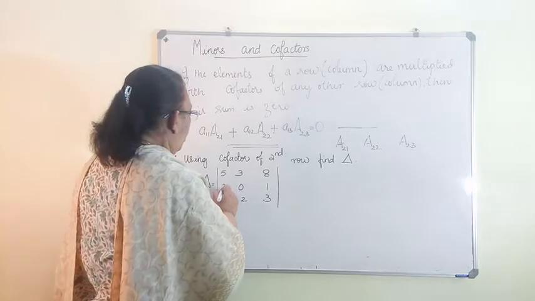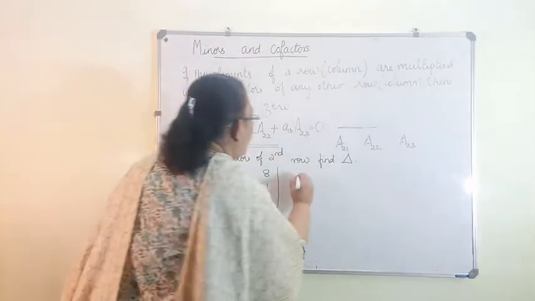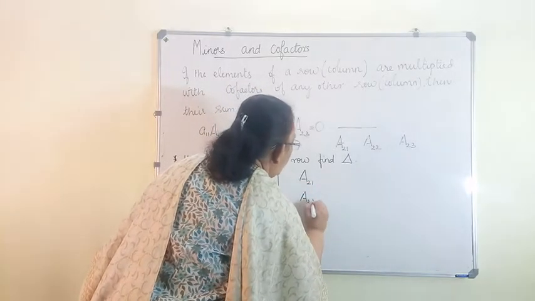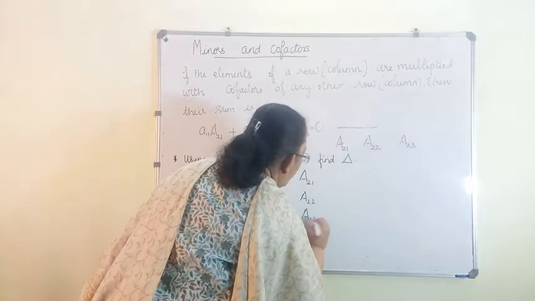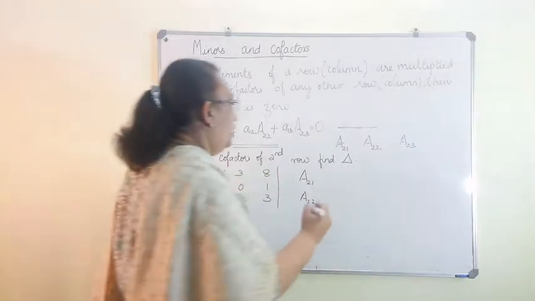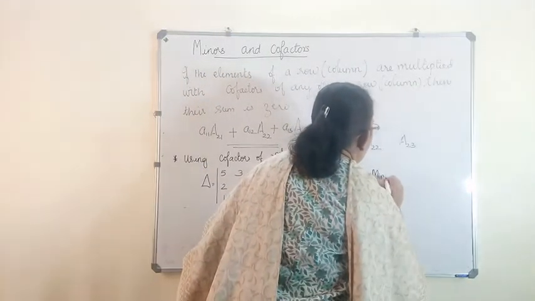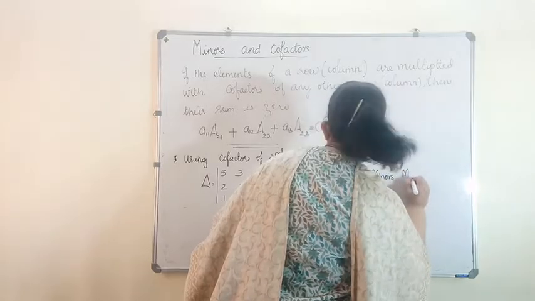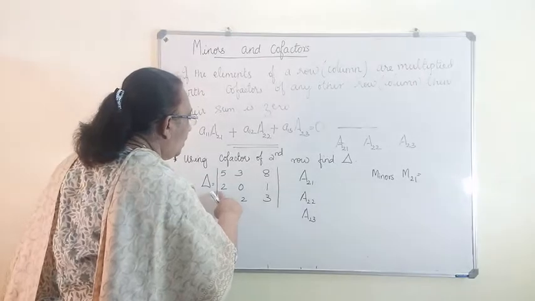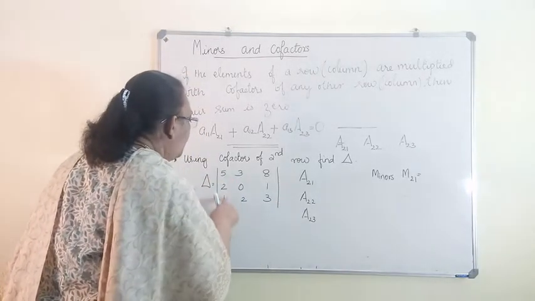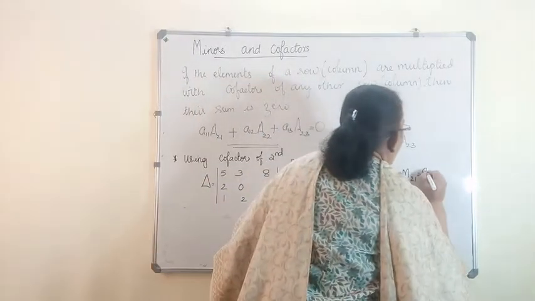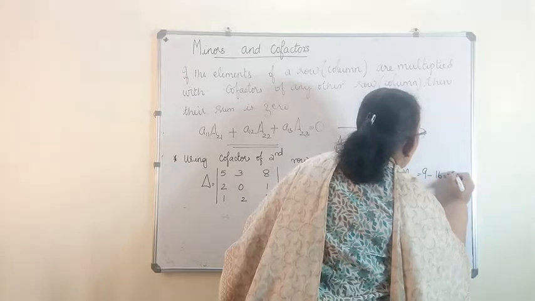So, cofactors of the second row means A21, A22, A23. Before getting the cofactors, you should know what the minors are. M21 means eliminate the row containing the second row and the first column. So, it will be 9 minus 16, which is equal to minus 7.